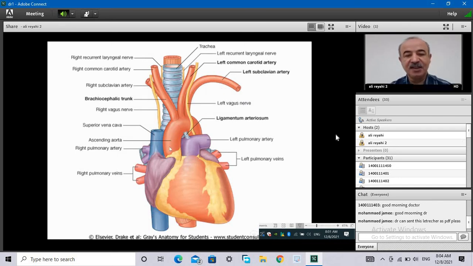For example, this is the aorta, which transports the oxygenated blood from the left ventricle to the organs. But here this is the pulmonary trunk or pulmonary artery from the right ventricle of the heart, which transports the deoxygenated blood.